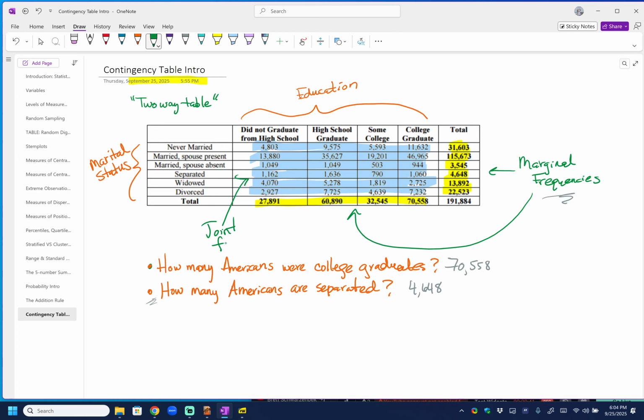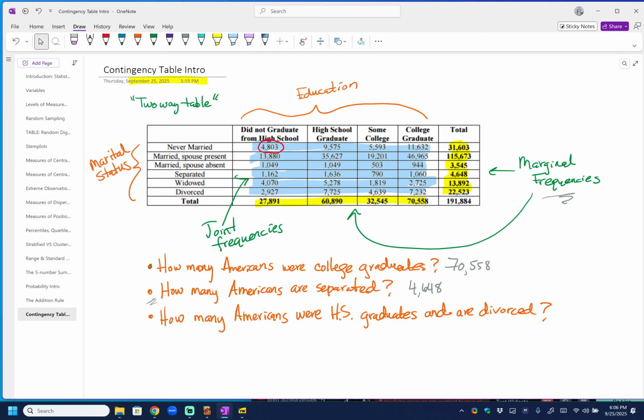That is actually a pretty good name, only because joint usually means combined. Like marriage is a joint relationship, right? And the word join is actually in it. So it's two things combined. And if you think about it, if you look at any one of these values that we have here, for example, let's just look at our first value, 4803. What does that mean? Well, that is a frequency that represents the people that both were never married and did not graduate from high school. So it's a combo platter, basically, right? That's called a joint frequency.